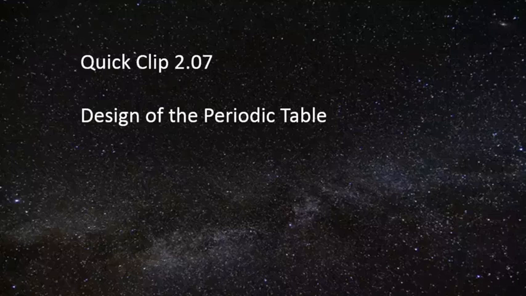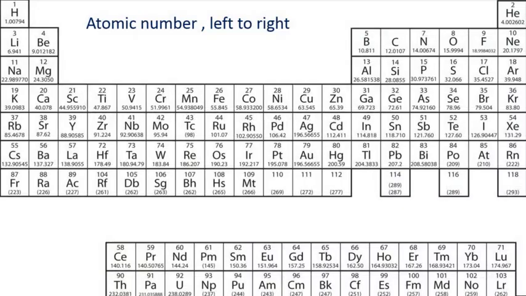This is Quick Clip 2.07, Design of the Periodic Table. When we look at the periodic table, we see that the elements are organized by atomic number going from left to right. So when we look in the upper left-hand corner, we see hydrogen with 1, and then moving across to the right, we see helium, and then the next column starts, we have lithium with 3, beryllium with 4, boron with 5, and so on.